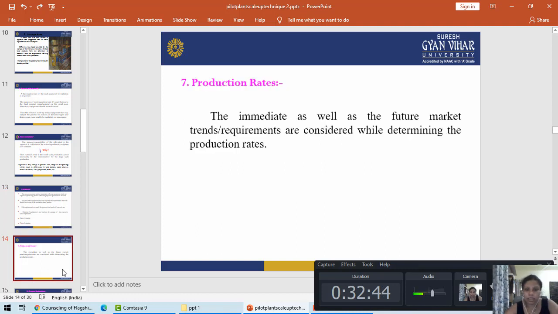Now the production rate. The immediate as well as the future market trend requirements are considered while determining the production rate. So when you are designing the production rate, you should think of the future. Not just what our production rate is today, but what the production rate will be after we come to the market. So you should always think for the future in this.